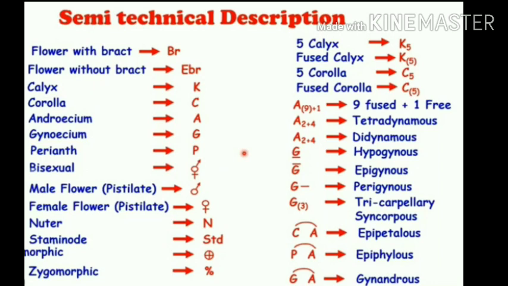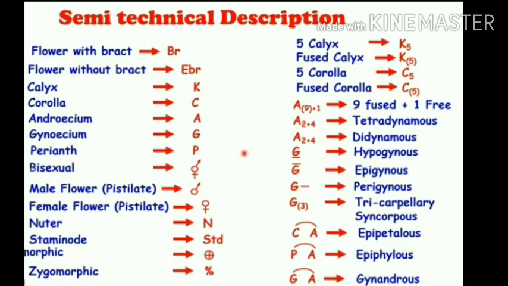A female flower is also called a pistillate flower. If it is present, we will represent it like this. This is the indication for female. If a flower has neither male nor female parts, we indicate that flower as neutral, which is N. If it is a staminode, meaning an infertile male part, it is represented as STD.